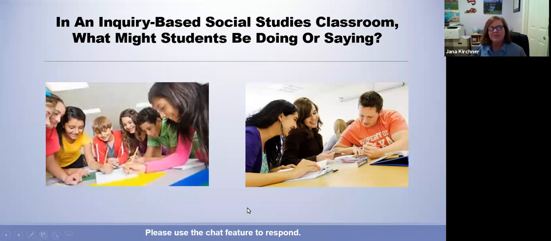So here's what I want us to do to start with, because most of your states and most of your state standards probably have bits and pieces of inquiry that may be worded a little bit differently. So I wanted us to get on the same page at the beginning and think about, if I just dropped into a classroom that was inquiry-based in social studies, what would students be doing or saying? I'm going to be quiet for a few minutes, and if you could give us some feedback in the chat room, let's see what you think.